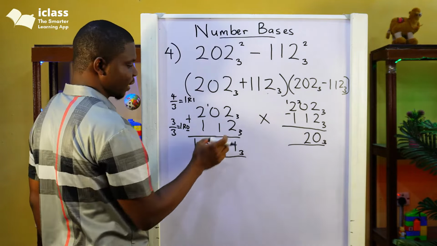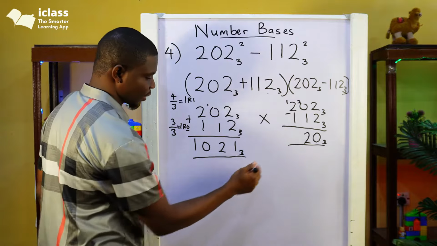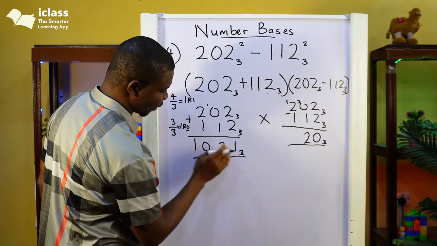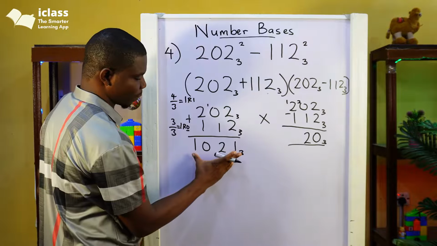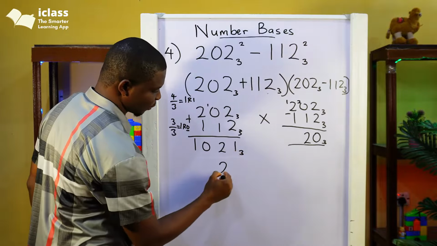Now we multiply this by this. So multiply, because of space, let me just multiply from here. We're multiplying this by this.